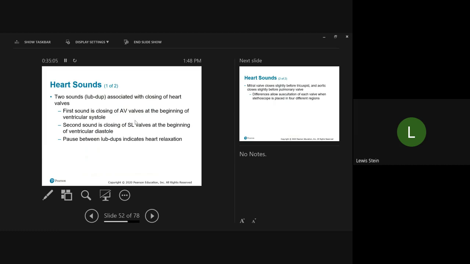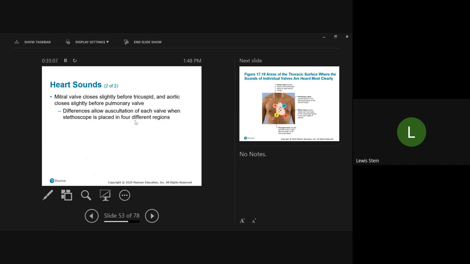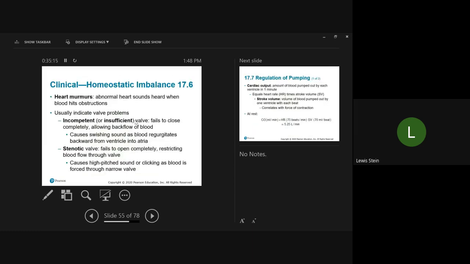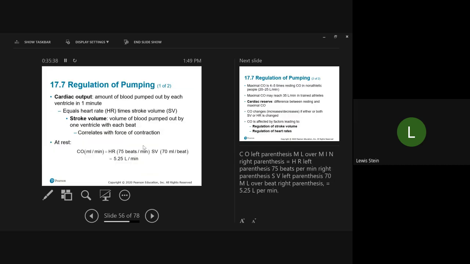The first heart sound is louder than the second. Mitral valve closes slightly before the tricuspid. I'm terrible at those, at auscultating. Can't do it. What's a heart murmur? If there's any kind of turbulence or irregularity. So whether the valve isn't closed, whether it's too narrow and there's different sounds, whether it's swishing as the blood's sort of regurgitating, or if it's high pitched like a whistling sound or a clicking sound as blood is being forced through, who knows? And this is some of the numbers we utilize for this, our cardiac output.